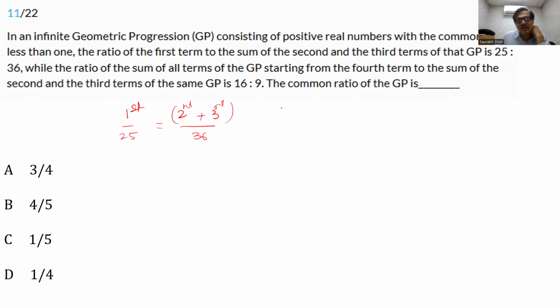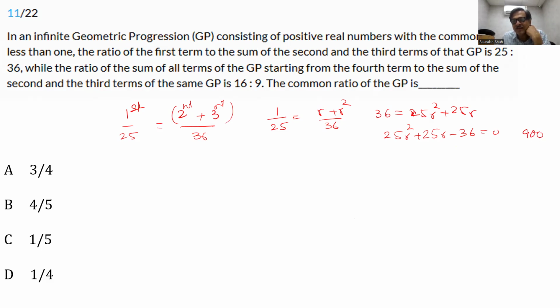So let the first term be simply 1. 1 upon 25. The second term would be R. The third term will be R square. So we have 36 is equal to 25R square plus 25R. Ultimately, we have 25R square plus 25R minus 36 is equal to 0. 25 into 36, first into last is 900. And we can split 25 as plus 45 minus 20, giving us a total of minus 900. I have not written the minus sign here, but it's obvious.